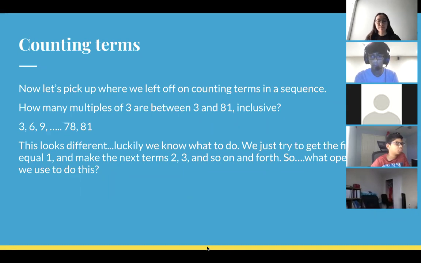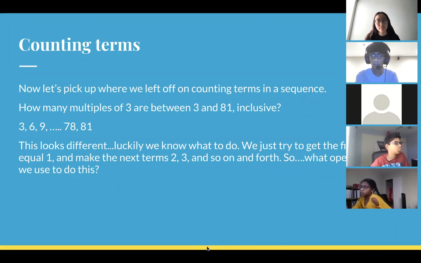Wait, how did you get -2? Oh, subtract 2 from each number? That's a good idea, but if you subtract 2 from every number, you'll just get 1, 4, 7, and that isn't that much easier to count.